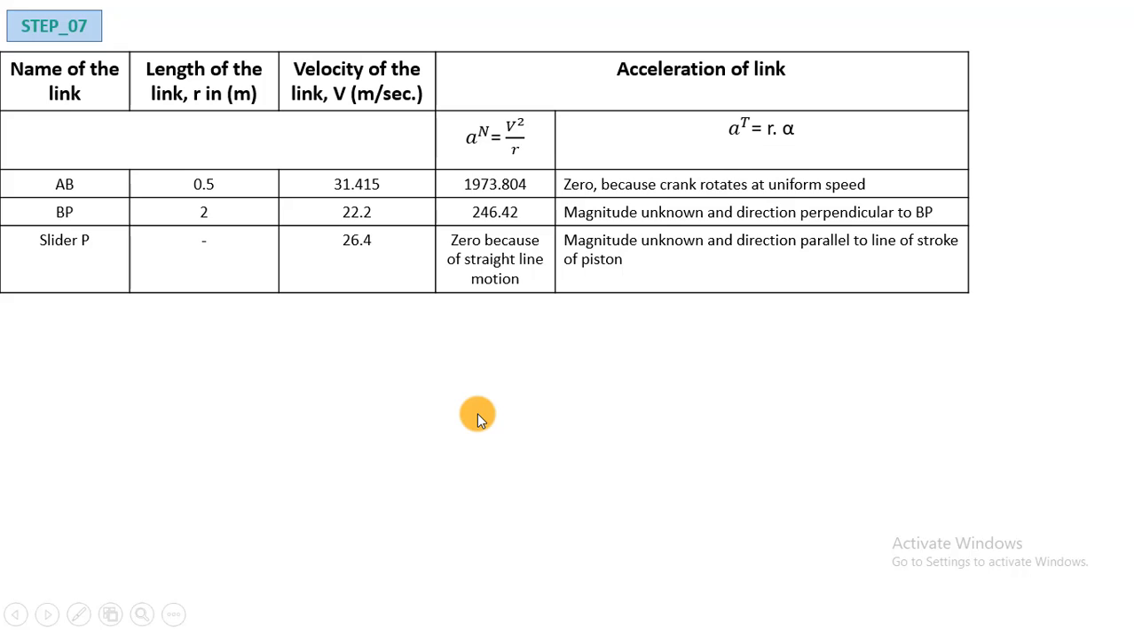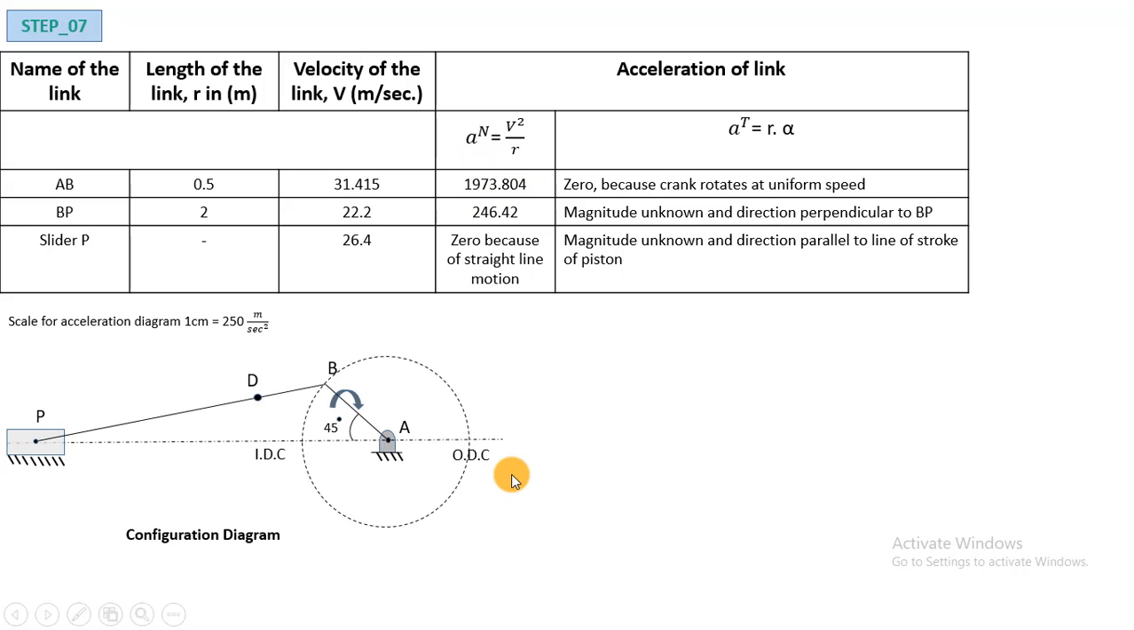Now we'll start with drawing the acceleration polygon. So again, to start with, by looking at the magnitude of this, we have to choose a particular scale and then proceed further. So the scale for the acceleration diagram we have chosen is that 1 centimeter will represent an acceleration of 250 meter per second square. And this is the configuration diagram.